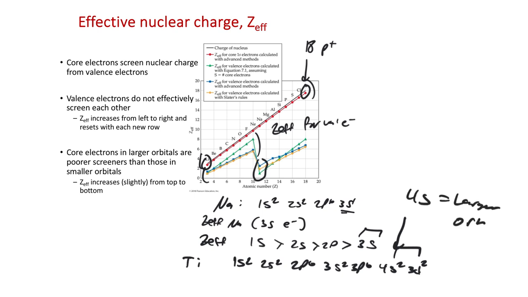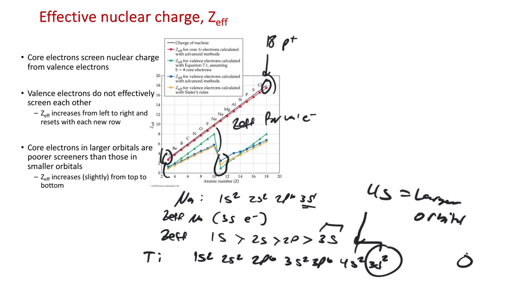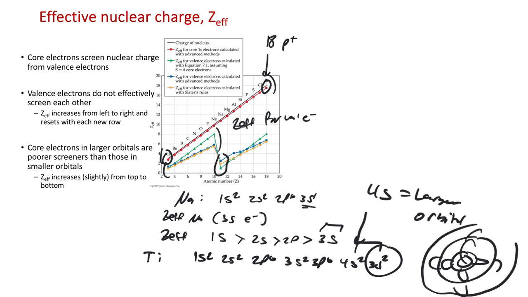How do I know that? Well, the 3d is the n equals 3 shell, which is smaller than the n equals 4 shell. So thinking of titanium in terms of size, you have the 1s, 2s, 2p set of orbitals, the 3s, 3p set of orbitals, then 4s out here, and 3d in this space here. So 3d is closer to the nucleus. Closer to the nucleus means a greater effective charge, because it's closer to that nucleus. 4s is on average further away, and therefore experiences a lower charge.